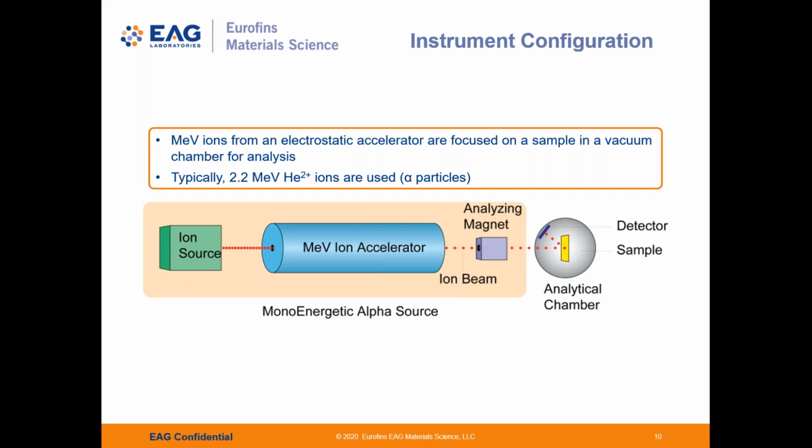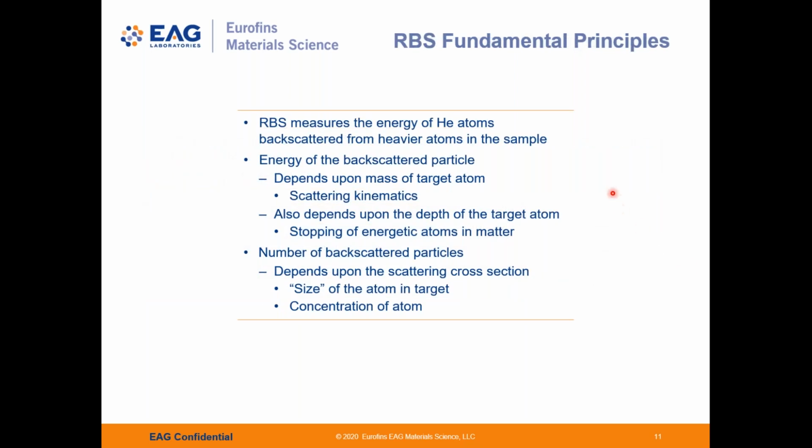Backscattered ions from the nuclear collisions that take place with the sample matrix are detected by surface barrier detectors placed inside the chamber. Now, what does RBS measure? RBS measures the energies and the yields of the backscattered helium particles from the atoms in the sample film or film structure. The energy of the backscattered helium atoms depends on the mass and the depth of the target atoms. This can be related to the kinetic scattering equations and the stopping power of ions in matter.